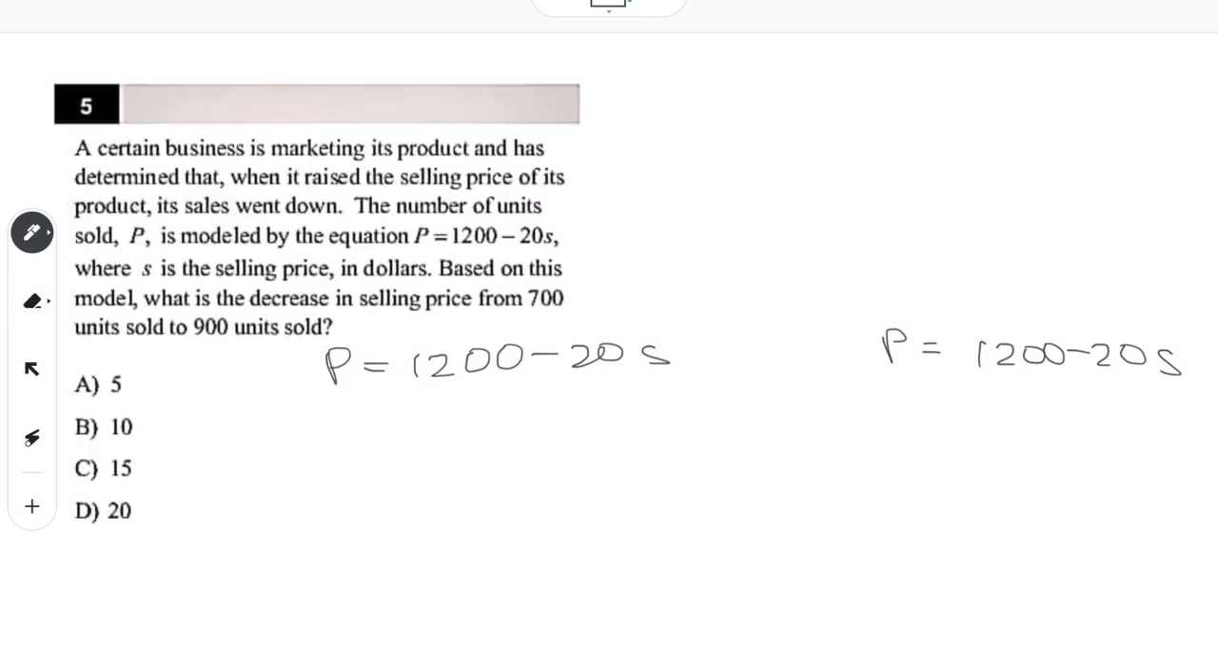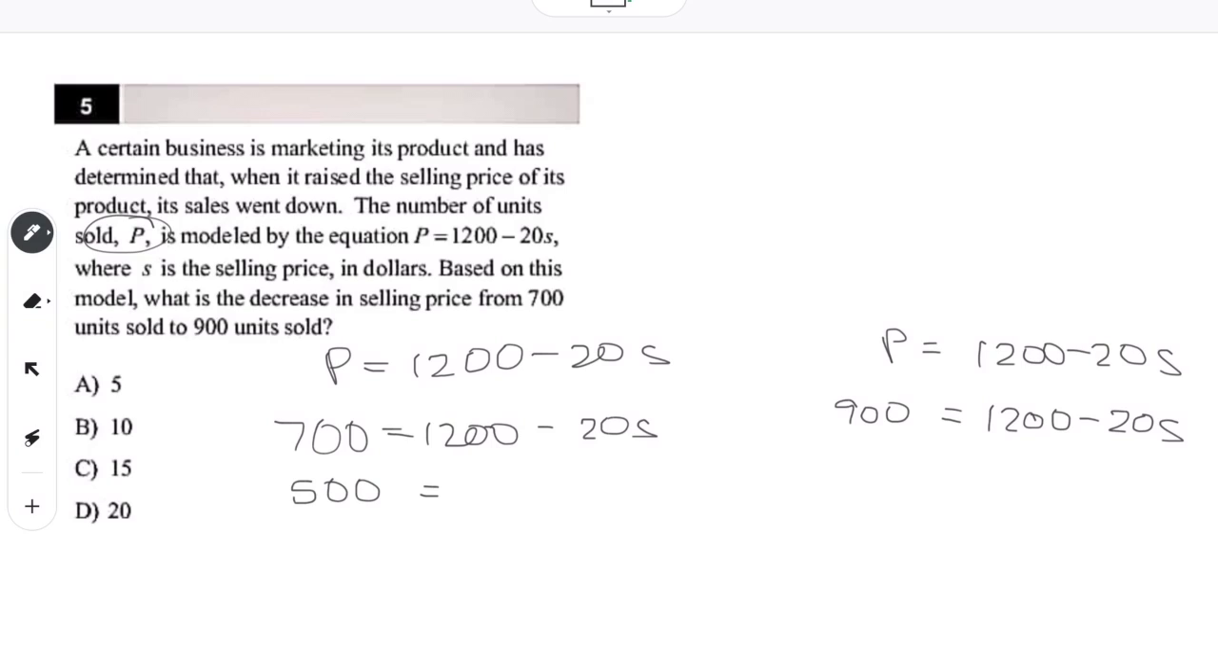So we know that 700 units sold is P. So we plug in 700 for here, and 900 for the other one. And we know that 700 minus 1200 gets us negative 500. And we divide both sides by 20s. This gets us 25 is equal to s.